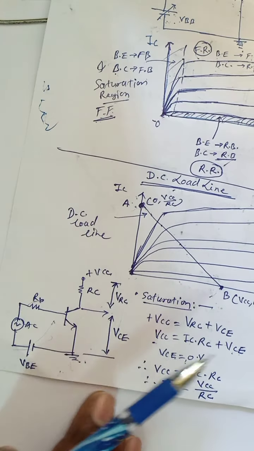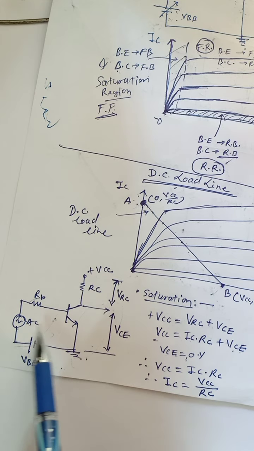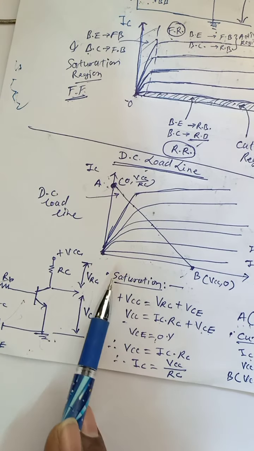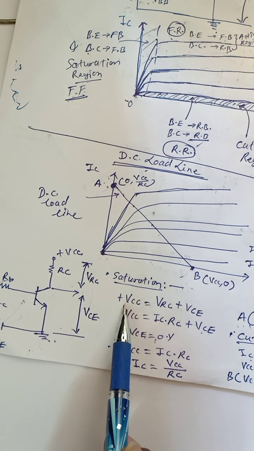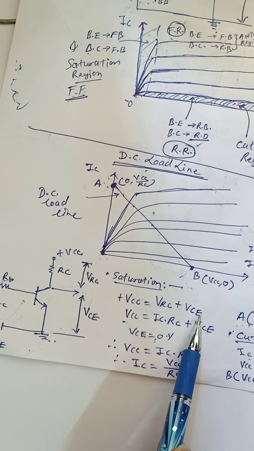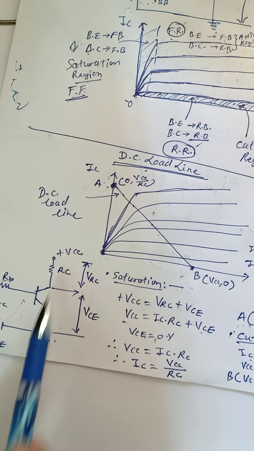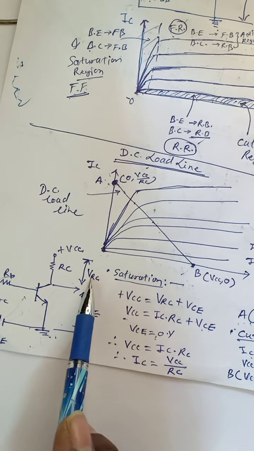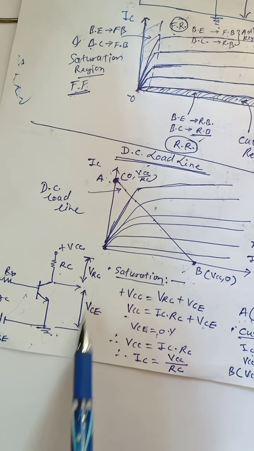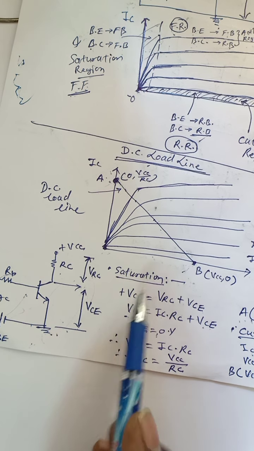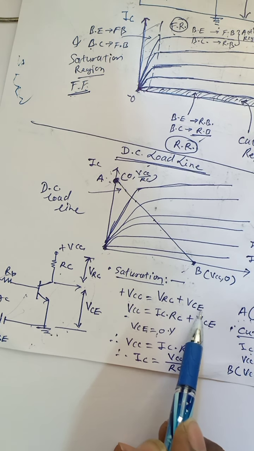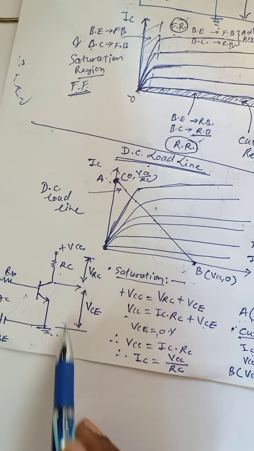So with this arrangement, same arrangement as the characteristic curve, we consider two extreme conditions. Before that we saw the equation VCC equal to VRC plus VCE. VCC is the total applied voltage, VRC is the voltage across the resistor RC, and VCE is the collector to emitter voltage. So this is the equation at the output circuit.